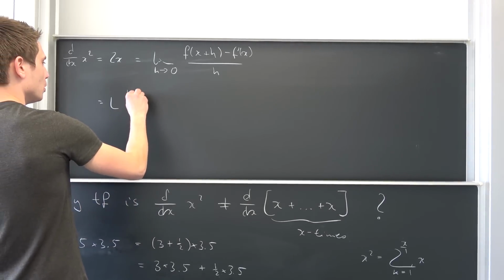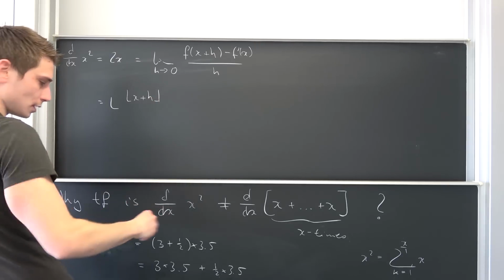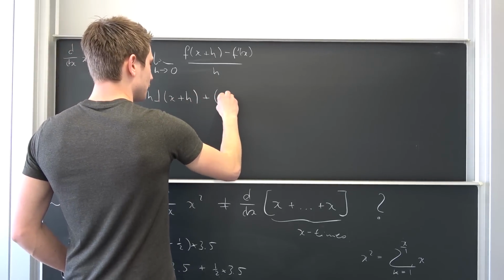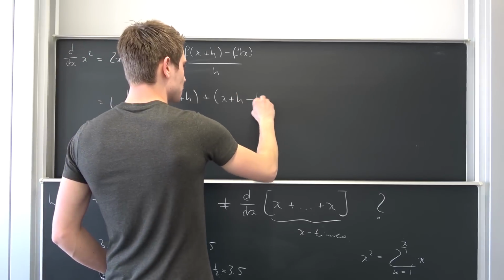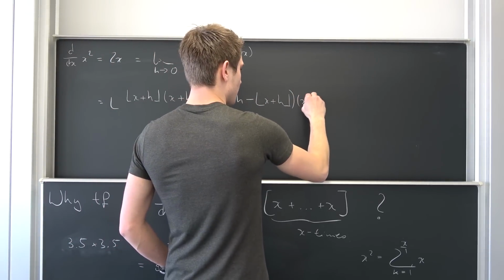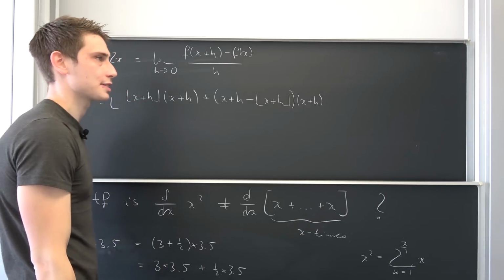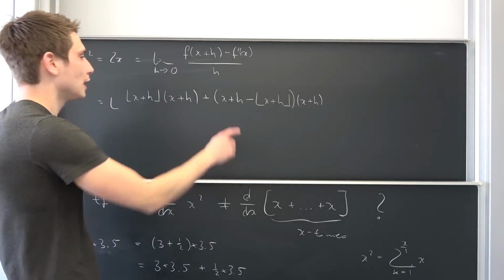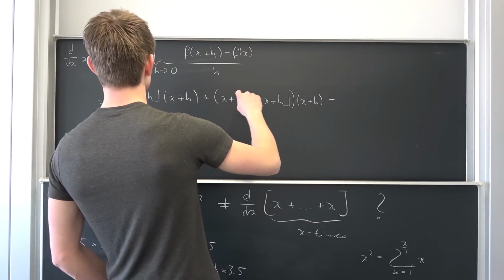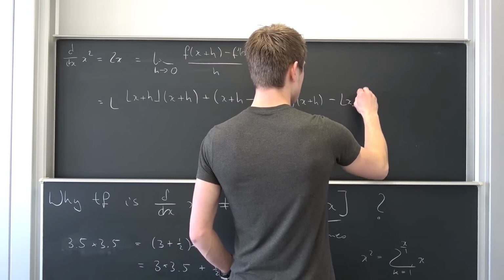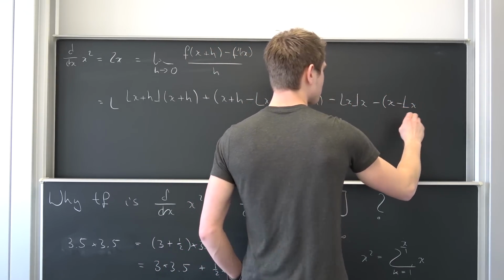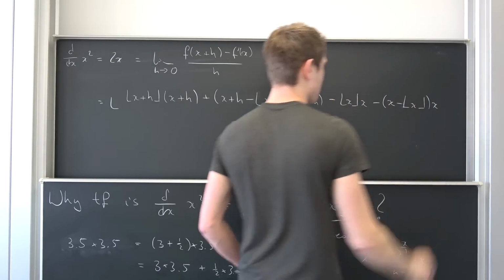So that's the floor of x plus h times x plus h, and then plus x plus h minus the floor of x plus h times x plus h, oh that's so hard to say, x plus h, and then we are going to subtract our function itself from it, so negative, we are going to get floor of x times x minus the floor of x times x.